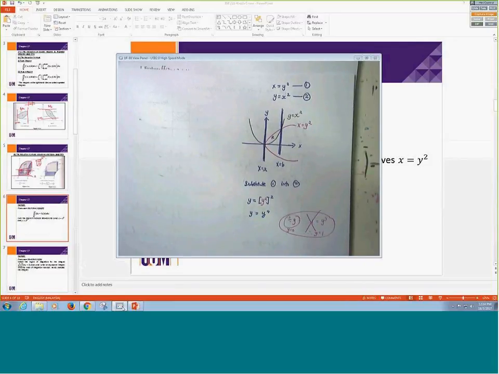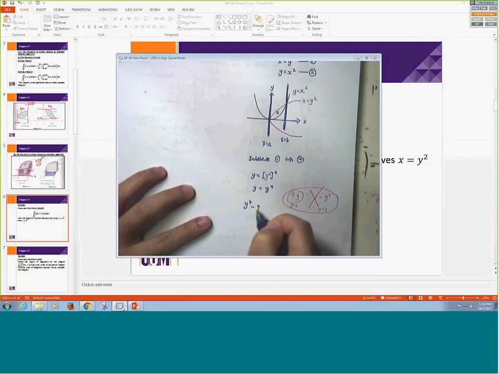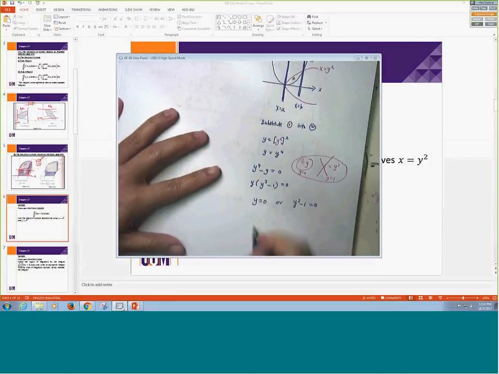We do the factorization. y to the power of 4 minus y equals 0. We factor out y, we have y times (y cubed minus 1) equals 0. In order for this to be 0, it is either y equals 0 or y cubed minus 1 equals 0. So we get y equals 0 or y cubed equals 1.